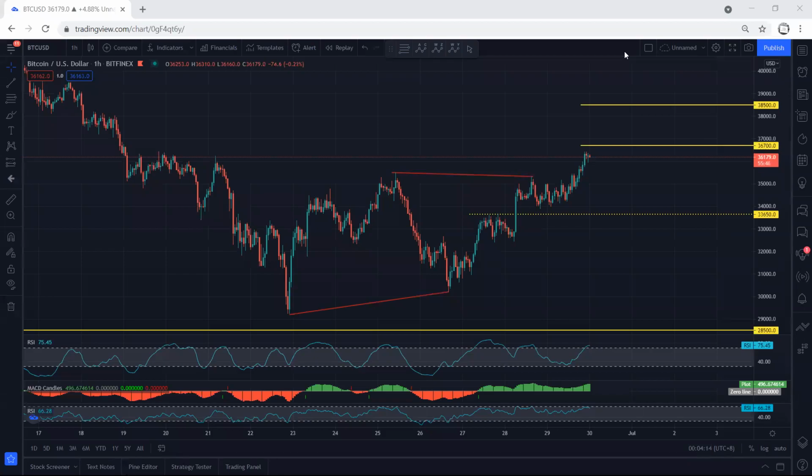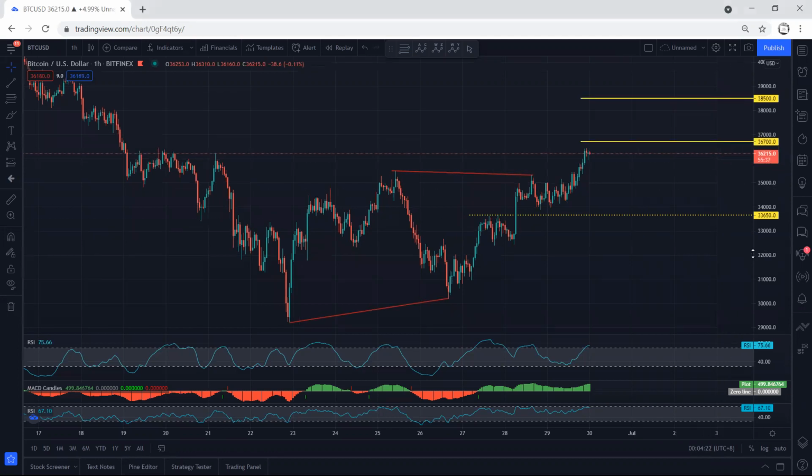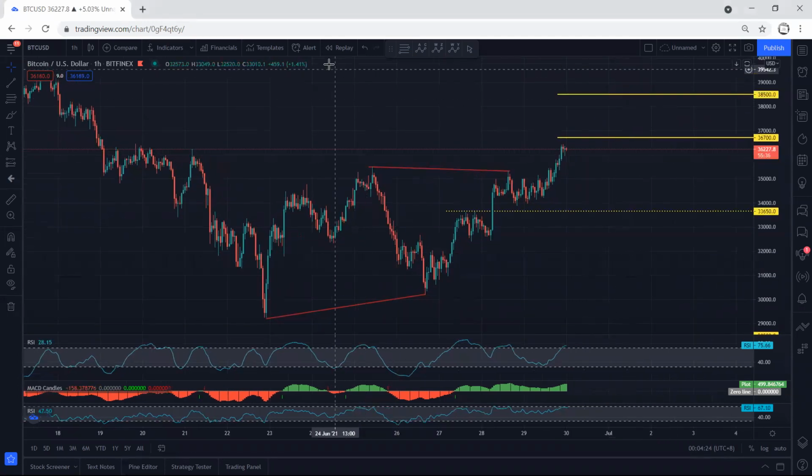Bitcoin, we start with the 1 hour chart. We just want to see how we can look for a trade and how we can analyze the chart. Okay, first of all, if we refer to our analysis, we have been looking for a buy from this correction.